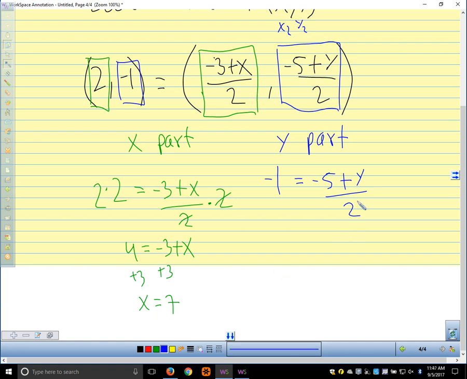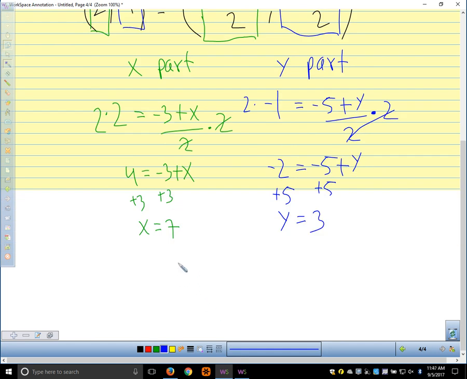And I'm going to do the y part the same way. Multiply by 2 to get rid of that 2 in the denominator. And I get -2 equals -5 plus y. Add 5, and I get y equals 3. So my endpoint is the point (7, 3).